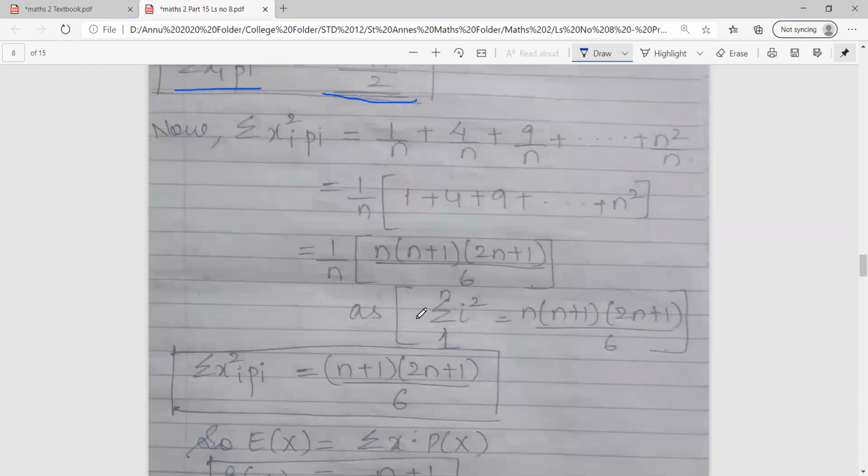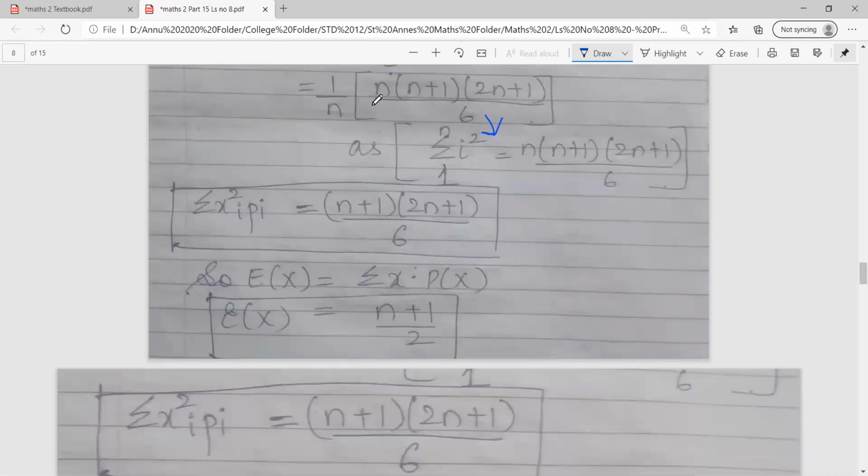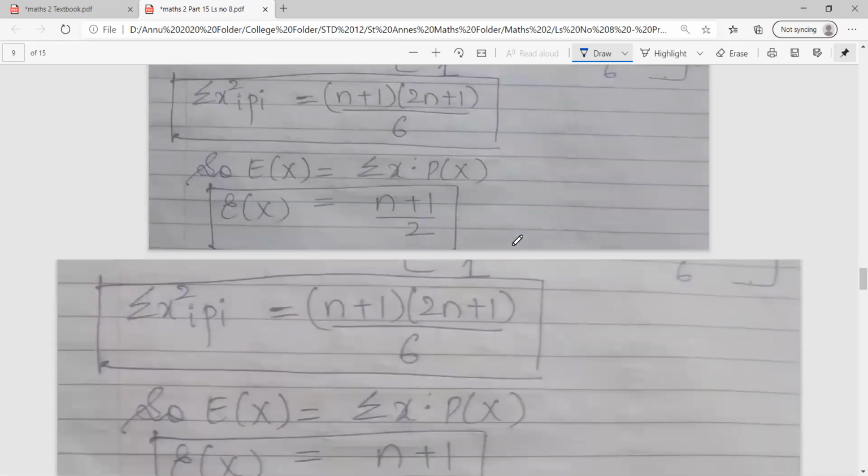Similarly, for variance, the fifth column total, summation xi square pi, is equal to 1 upon n plus 4 upon n plus 9 upon n and so on. So 1 upon n is common, so I'll write 1 plus 4 plus 9, all the numbers, inside. Similarly, the pattern is the same: n into n plus 1 into 2n plus 1 upon 6. This is the formula again. So summation i square from 1 to n is n into n plus 1 into 2n plus 1 by 6. Again, n will get cancelled, so I'm left with n plus 1, 2n plus 1 by 6. That is the total of the fifth column.